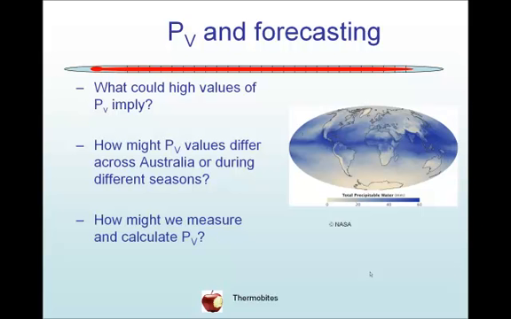On the right hand side you can see an image from NASA, and it's the global distribution of total precipitable water in millimetres. Where are the values large and where are they small? Take a moment to pause this video and discuss amongst your colleagues these questions. So how did you go? What conclusions did you reach?